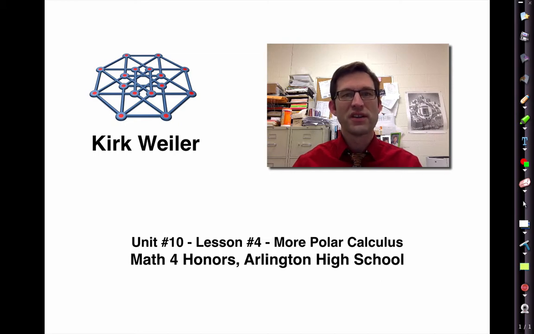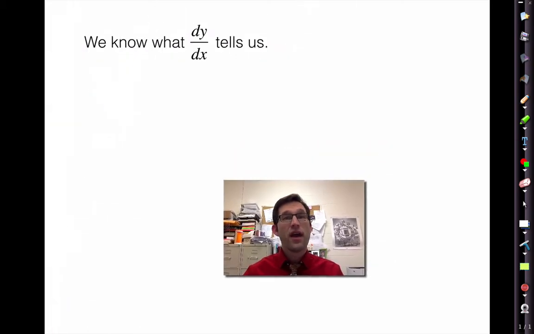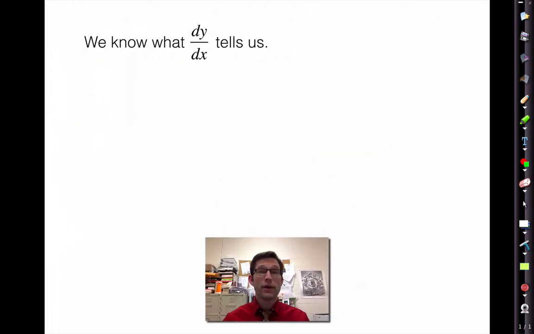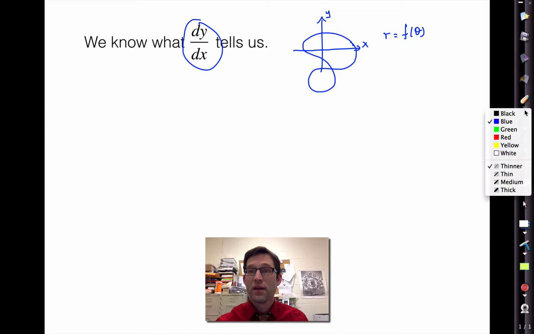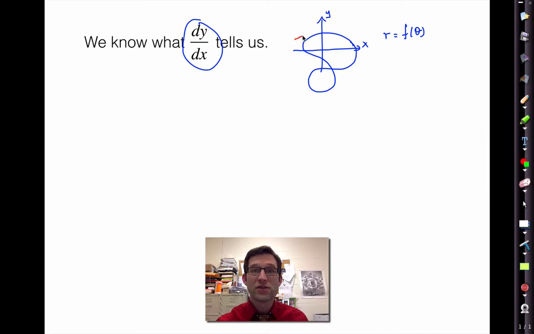Today, we're going to experiment with a whole other concept in polar calculus. And it can really be summarized by the following. We know what dy dx tells us, right? We know that if we've got a curve, even a polar curve, even r equals a function of theta, what dy dx tells us is the slope of that tangent line.